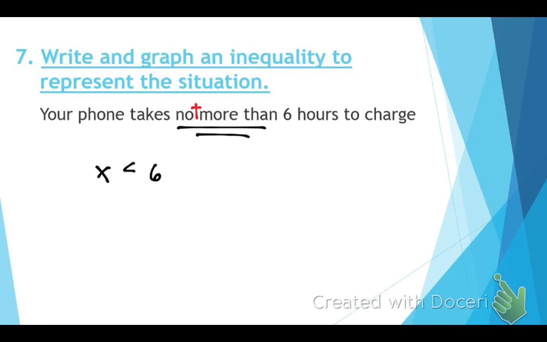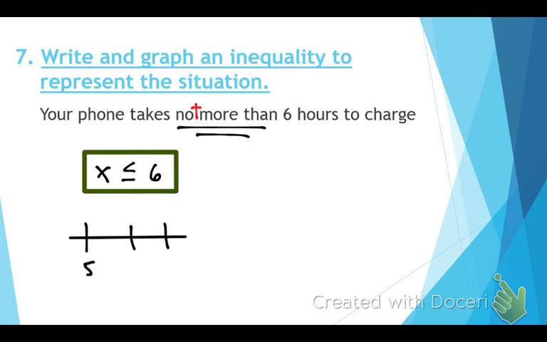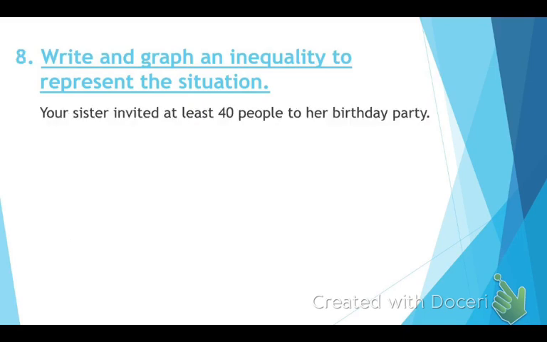So then here's my question to you. If I tell you, hey, your phone will not take any more than 6 hours to charge, could it take exactly 6 hours to charge? Yes, it could. So we want to put that equal to sign there. Most of you got the graph correct. 5, 6, 7. It is a closed circle, and all solutions are less than 6.